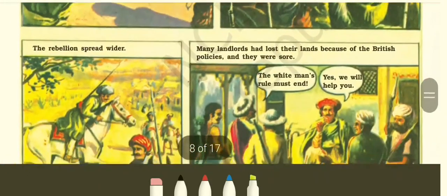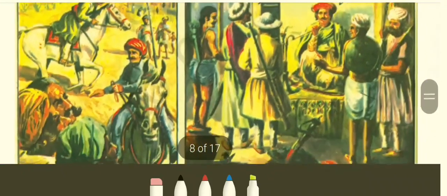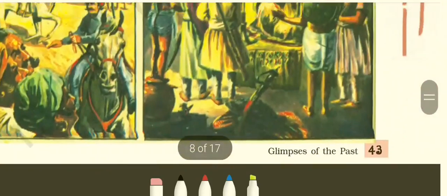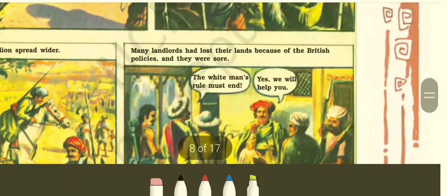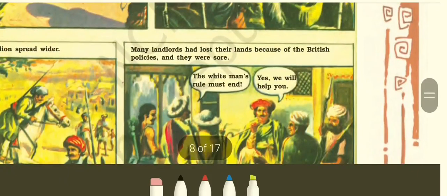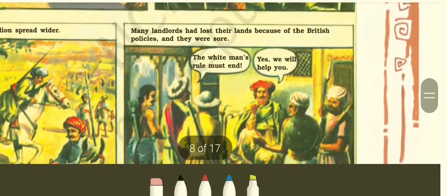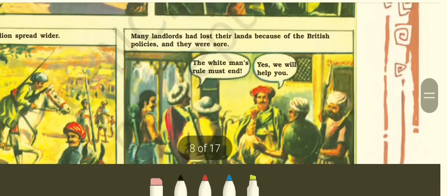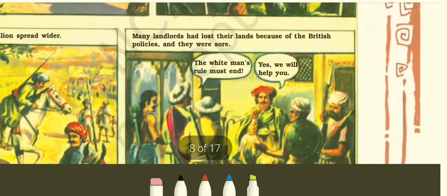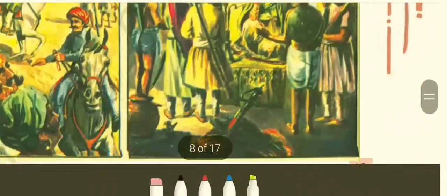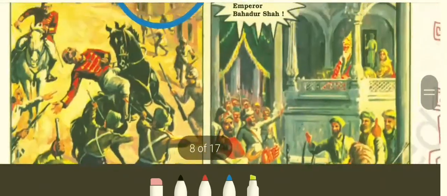The rebellion spread far and wide across the nation. Many landlords had lost their lands because of the British policies, and they were angry as well. So some rebels approached them. They say, the white man's rule must end. They say, yes, we will help you. So this was the conclusion of pictograph number 8.